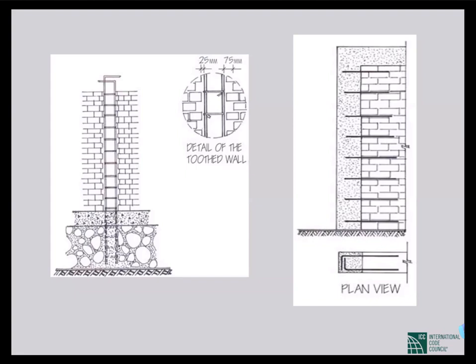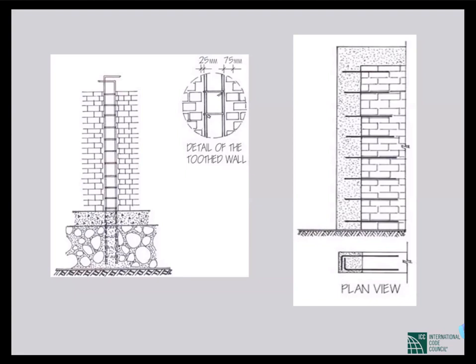Some more details for confined masonry, like what should be the spacing between brickwork and the reinforcement of the vertical confining element. It should be 25 millimeters. And the clear cover should be 75 millimeters.